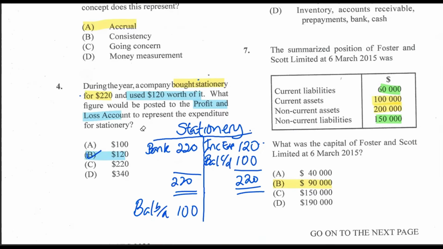Now, a small little T account on the side just to show you guys how that went down. Stationery is the name of the expense account. You would have had to debit the stationery with $220, bank, because they actually spent money on that. Now remember, you used 120 worth. The amount of 120 will be hitting your income statement as your expenditure. Our balance carried down of 100 is going to show up as your prepayment. So yeah, guys, answer should be B, $120.